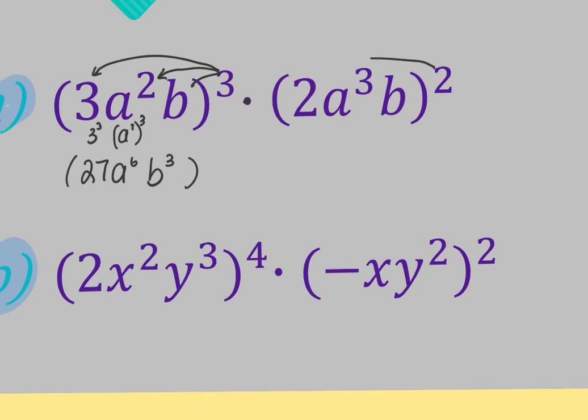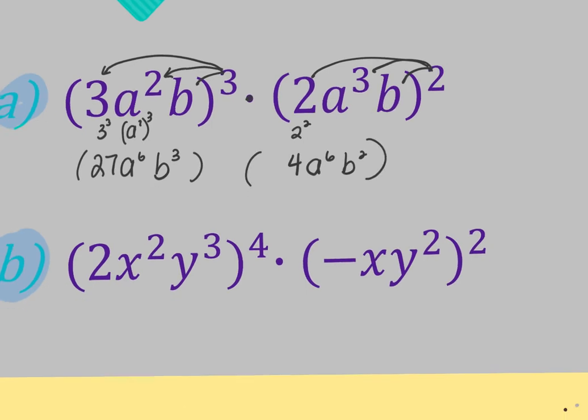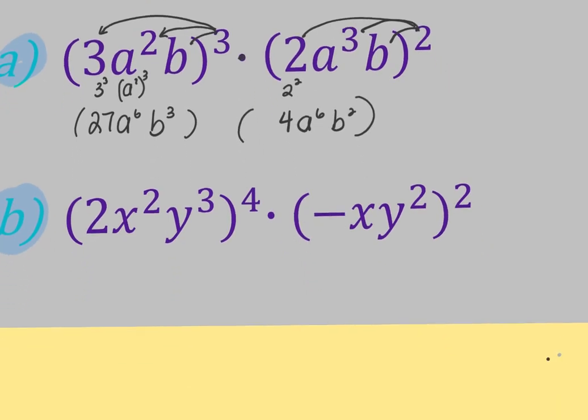All right, then we go to the next one. 2 to the second, so that's going to become 4. A to the third raised to the second, which would be a to the 6th, and b raised to the second, or b squared. Now we're multiplying these two together. So I'm going to do 27 times 4, which is 108. And then multiplying a to the 6th and a to the 6th would be a to the 12th, because we're going to add the exponents. And then multiplying b to the third and b to the 2nd would be b to the 5th, because again, when we multiply, we're going to add the exponents.